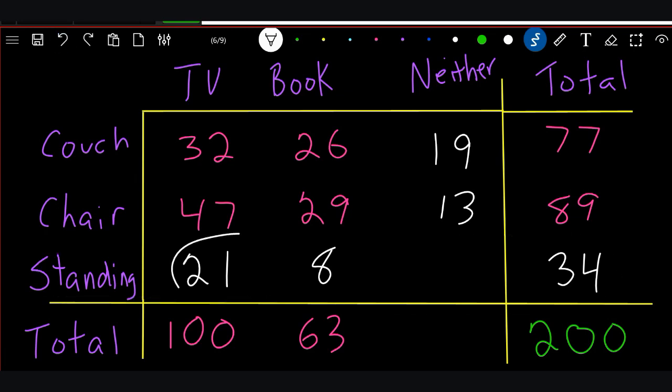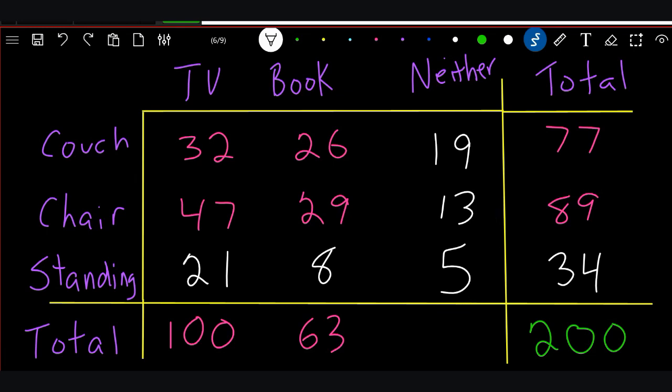So we have 21 plus 8 minus 34, and that's going to give us 5 people did nothing. I mean, these people, they were like statues, okay? They didn't sit down, they didn't watch TV, they didn't read a book, they just stood there, okay? So 5 people were statues. So how many people did neither?